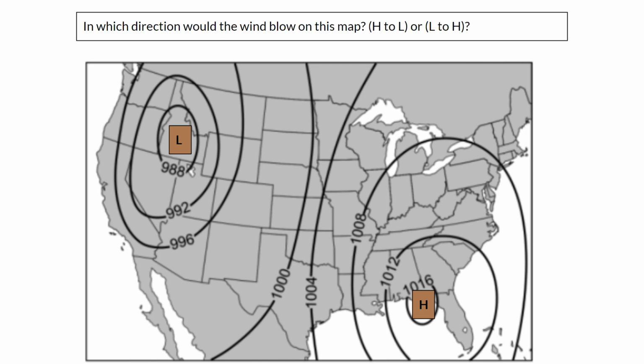Okay, so in which direction do you think wind would blow on this map? High to low or low to high? The correct answer is high to low. So in a map like this, winds always blow from high pressure to low pressure, right? So winds would blow from this area to this area, northwest.